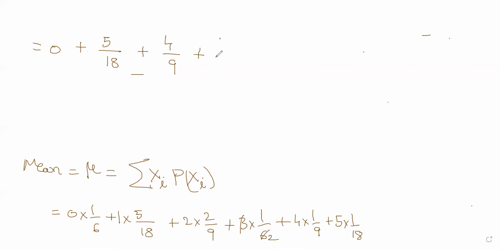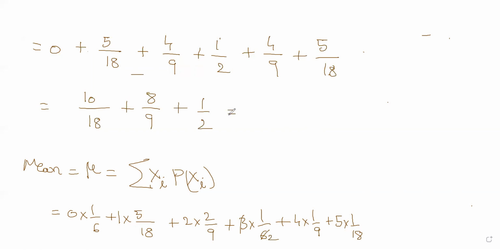So let's put it as half: 1 by 2 plus 4 by 9 plus 5 by 18. Let us add these 5 by 18s together. 5 by 18 plus 5 by 18 is 10 by 18, because they are like fractions, no? Denominators are the same, so you can add up. And 4 by 9 plus 4 by 9 is 8 by 9. Plus 1 by 2.